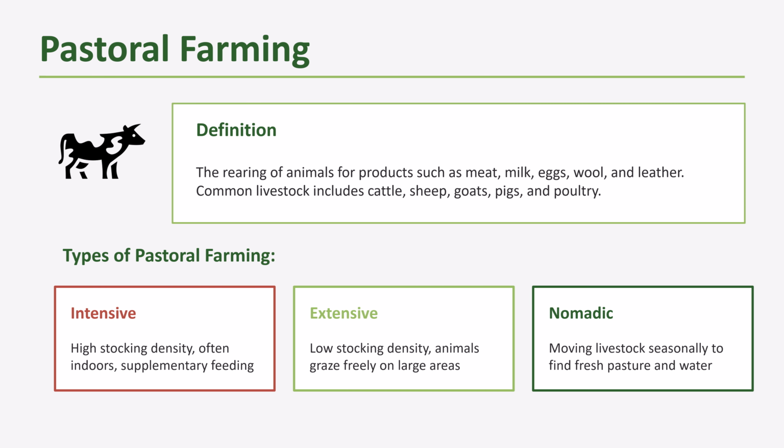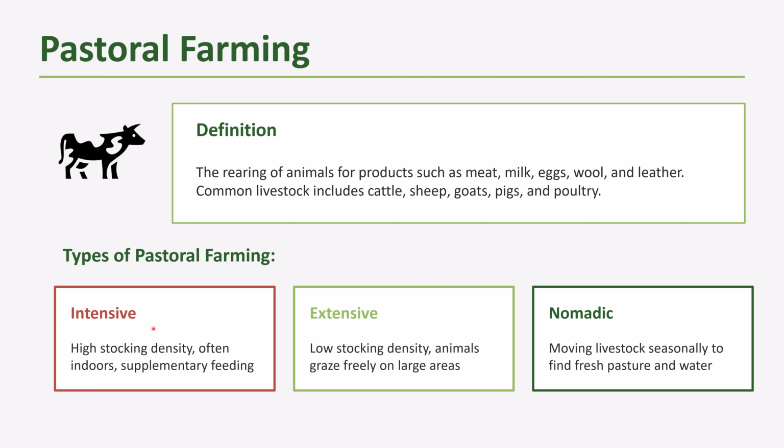Having looked at crops, we now pivot to pastoral farming. This is the branch of agriculture dedicated to the rearing of animals. So let's discuss the definition of pastoral farming: the rearing of animals for products such as meat, milk, eggs, wool, and leather. Common livestock includes cattle, sheep, goats, pigs, and poultry. Depending on the resources available and the environment, pastoral farming generally takes one of three forms.